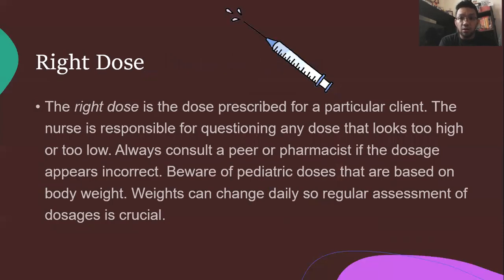Now we go to the right dose. The right dose is the dose prescribed for a particular client. The nurse is responsible for questioning any dose that looks too high or too low. That is also one of our responsibilities. If you see that the doctor's order somehow is strange, probably it has too high or too low, it is also our right to question it. We should be assertive when it comes to medications in order to avoid any errors. Always consult a peer or a pharmacist if the dosage appears incorrect. So you need to consult with your fellow nurses at the ward or a pharmacist if one is available.